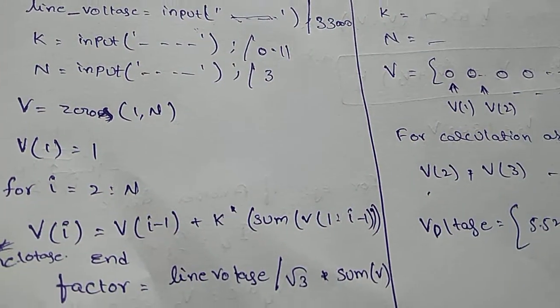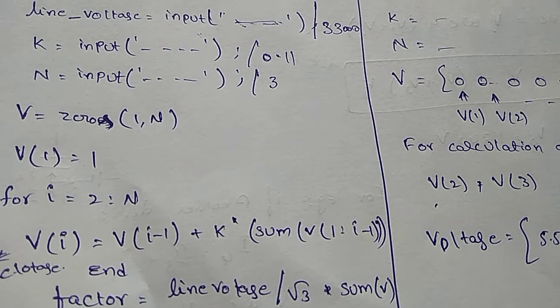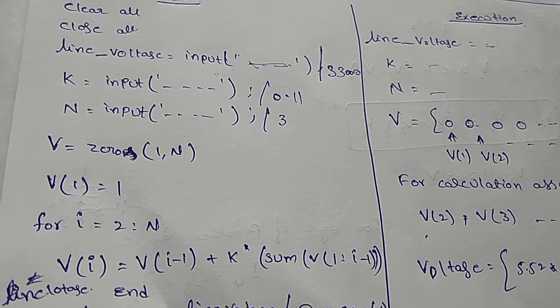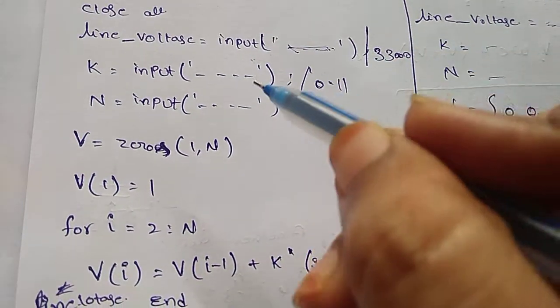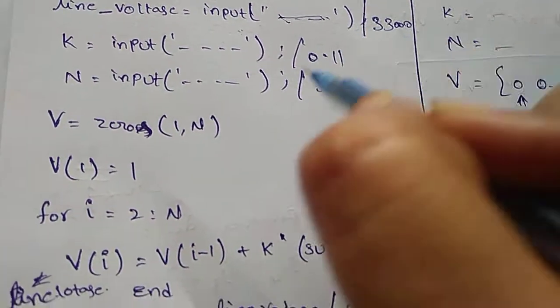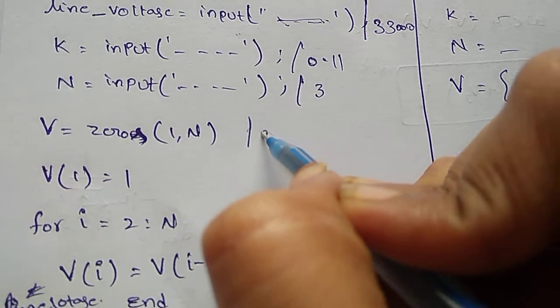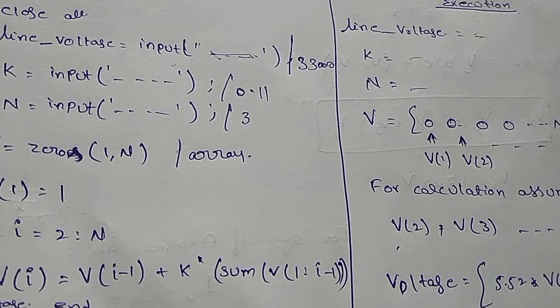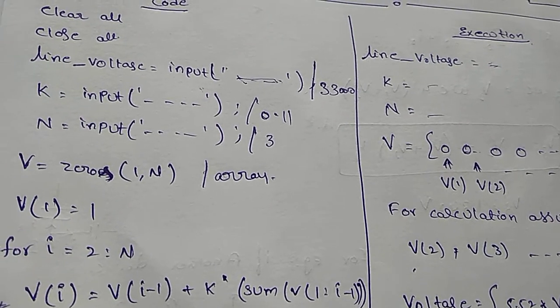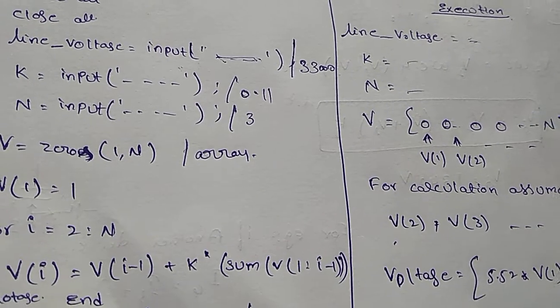Before writing our code, I mean before calculating our voltages, we are just assuming an array. Please remember, this is an array, a row matrix with all zeros.